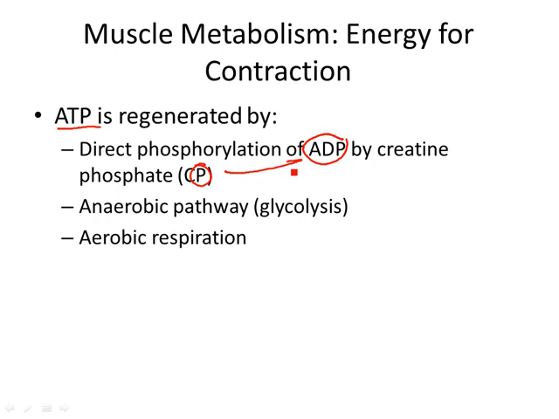This is without oxygen. Doesn't require oxygen. There's another anaerobic, no oxygen required, called glycolysis, also a pathway to generate ATP. And then we have aerobic respiration, and this does require oxygen. So when we talk about doing aerobic exercises, this is a way to exercise and increase our efficiency of using oxygen to create ATP.